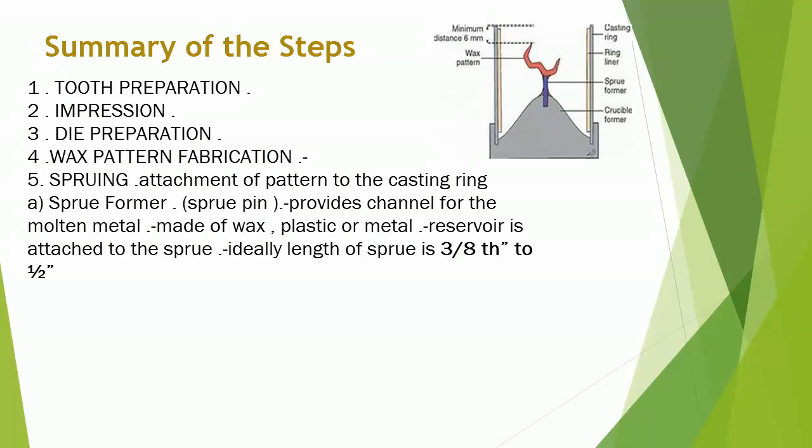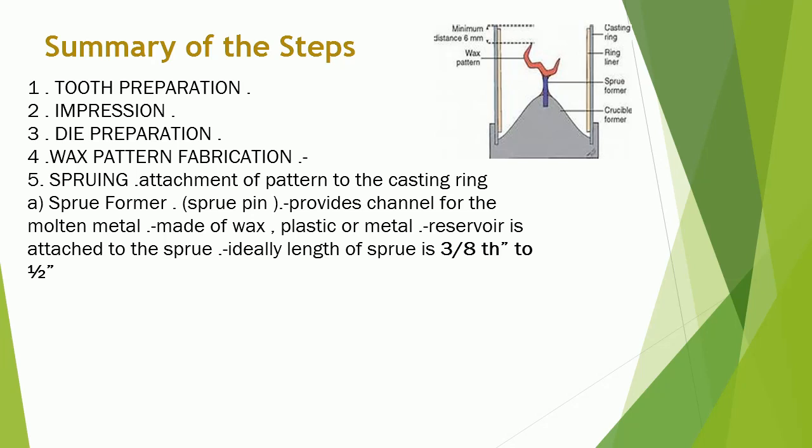So in the initial slides, I did discuss the steps of the investment of the casting procedure. First of all, obviously the tooth preparation, which you carry out in the patient's tooth, and then the impression, then die preparation, then the wax pattern fabrication. It may be direct or indirect. And then sprueing, which is basically attachment of the pattern to the casting ring. As you can see from the diagram, this red thing is basically the wax pattern, and by means of a long thin channel, which is called the sprue or the sprue former, we attach it to the crucible or the base of this casting ring, and this whole setup is basically a casting assembly.